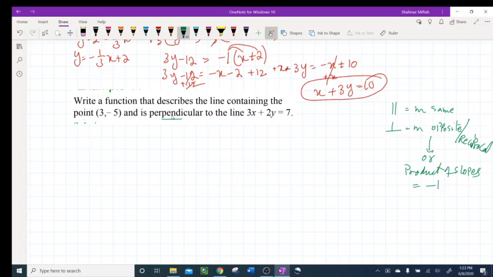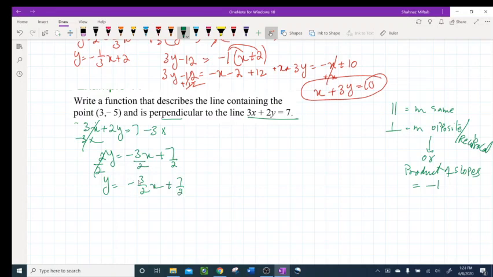Now let's do this. Perpendicular means the slopes are supposed to be reciprocal and opposite, or the product of the slopes is supposed to be -1. So let me change this to y equals mx plus b. I have 3x plus 2y equals 7. Subtract 3x from both sides, cancel, and I'm left with 2y equals -3x plus 7. I moved the 3x to the front because after the equal sign we have mx. Then you divide by 2 everywhere. I got y equals -3/2x plus 7/2.